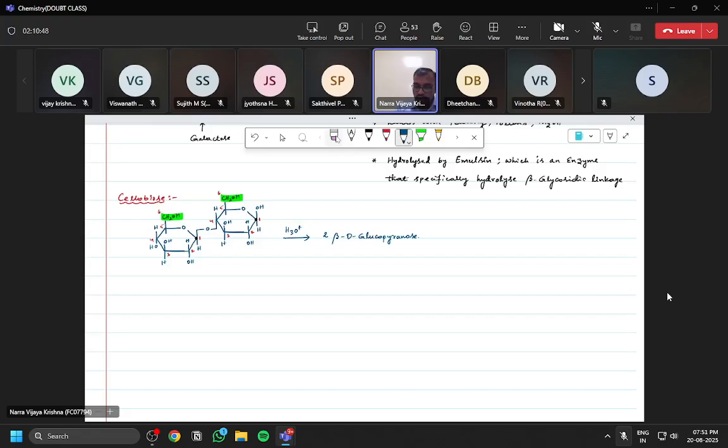Now, does cellobiose have a hemiacetal group or not? Yes, sir. So it is a reducing sugar. This first carbon is free. The linkage is between C1 and C4, so I am writing C1, C4 beta glycosidic linkage.